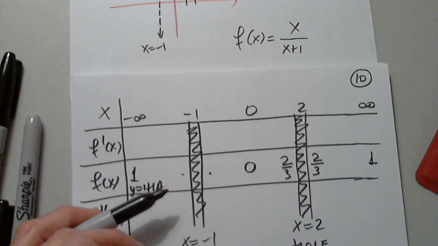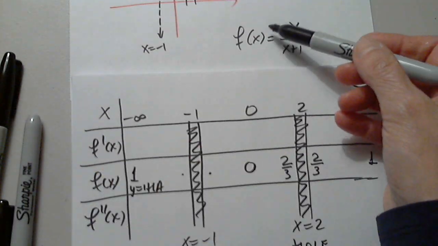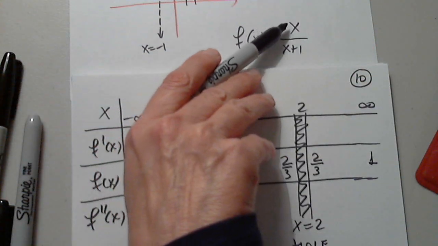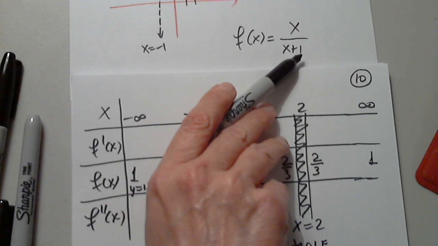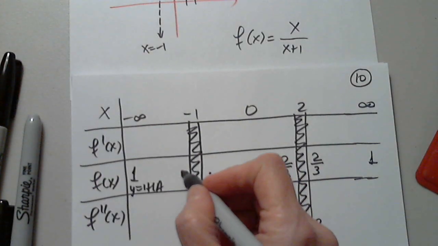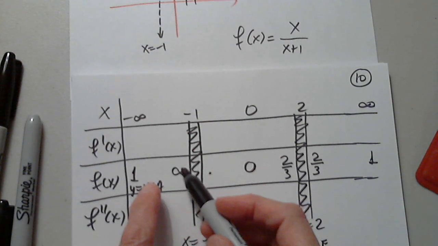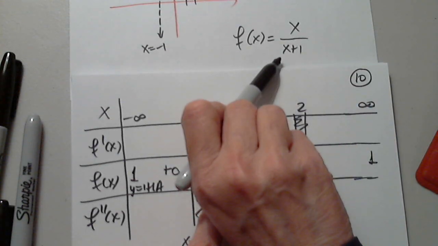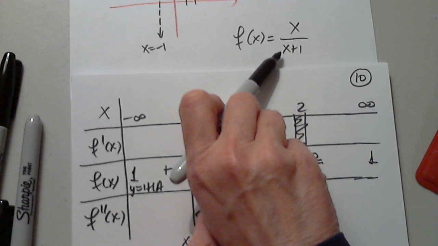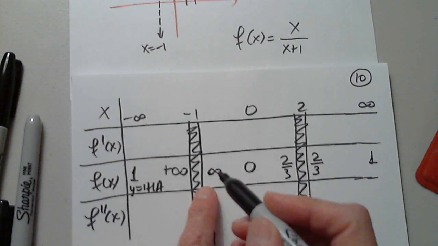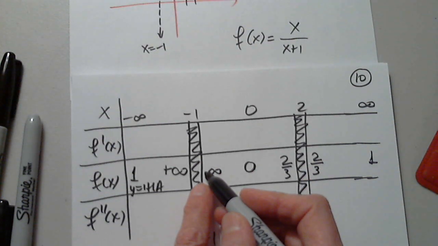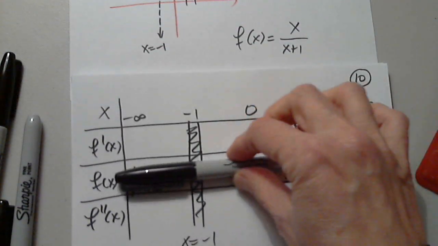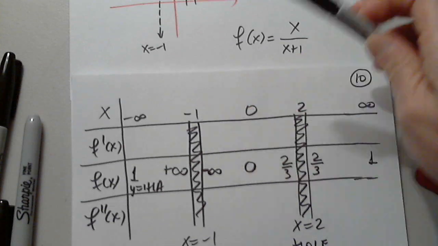So with negative 1.1, what will be the sign? Negative 1.1, negative 1.1 plus 1. I only need the sign, and I'll put the sign in here. Positive. Exactly. With negative 0.9, negative 0.9 plus 1. Negative. Exactly. Done. Finished. So now I'm moving on to the first derivative.